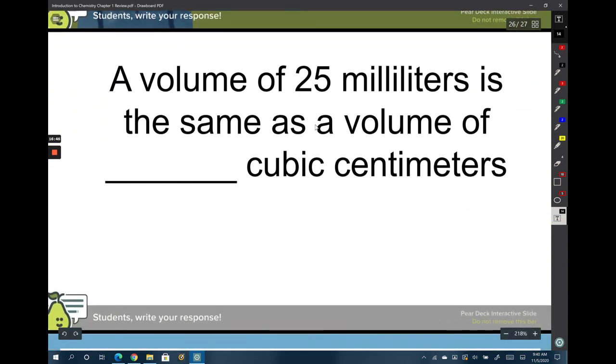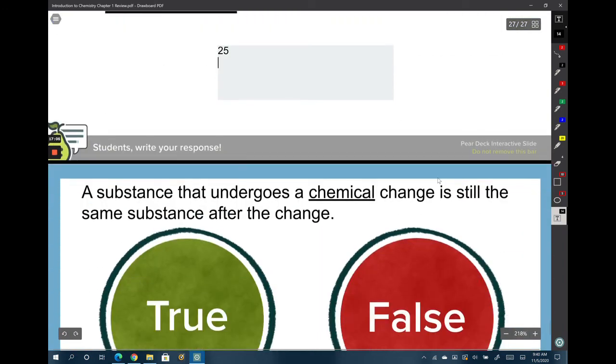A volume of 25 milliliters is the same as a volume of how many cubic centimeters? So if we remember, milliliters and cubic centimeters are the same thing. So the answer would be 25. So milliliters, cubic centimeters are the same thing.